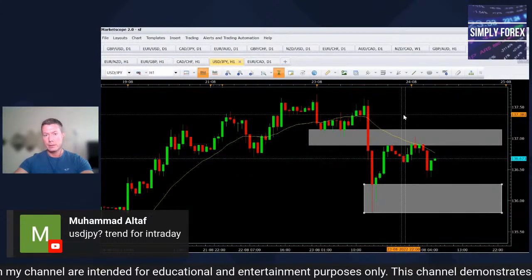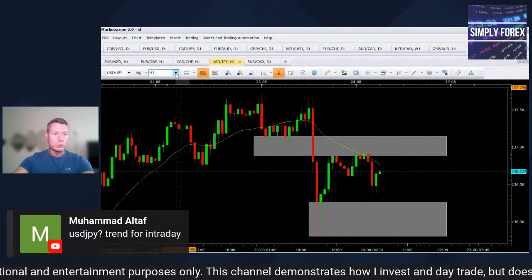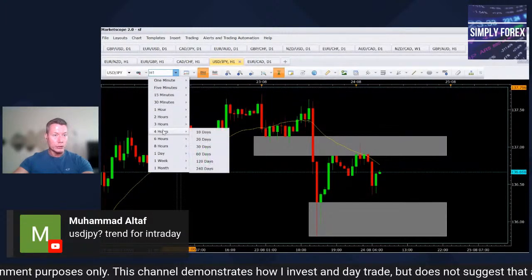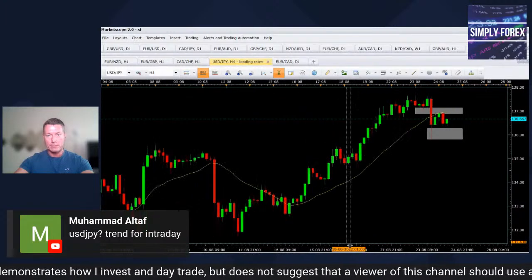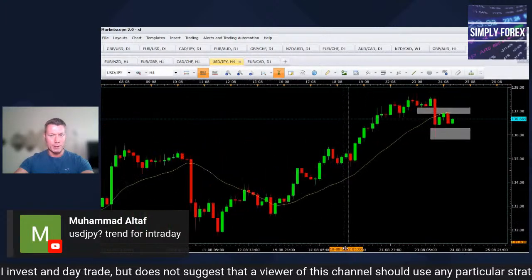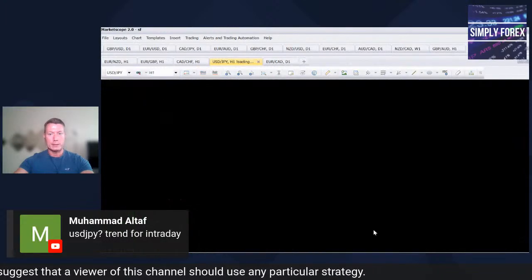Okay. So these are my gray zones on the H1. And also, guys, I do look at the H4 as well. Let's look at the H4. I haven't looked at it today, but yeah, this still makes sense on the H4. Okay. So back to the H1.